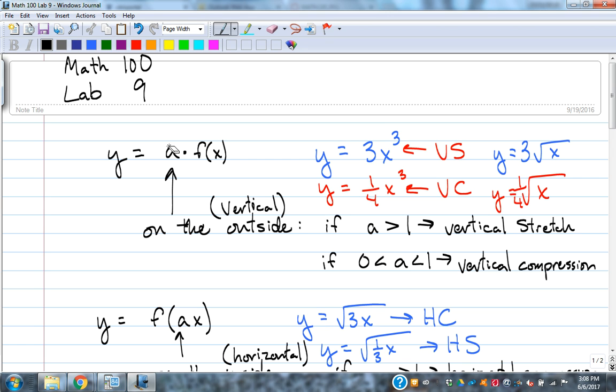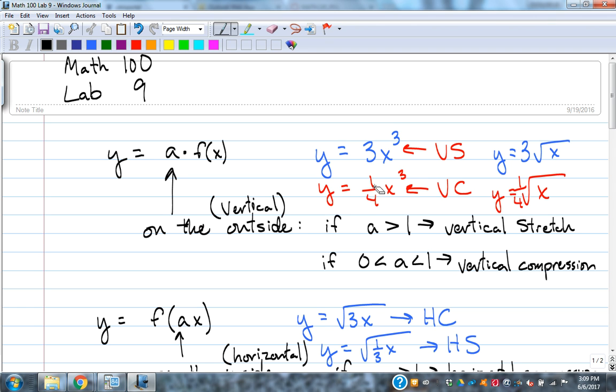Here, for example, for the a on the outside, if a is greater than 1, then it's a vertical stretch. If a is between 0 and 1, it's a vertical compression. And then we take those and apply this to these examples. So y is equal to 3x to the third takes the cubic function and stretches it vertically by a factor of 3.